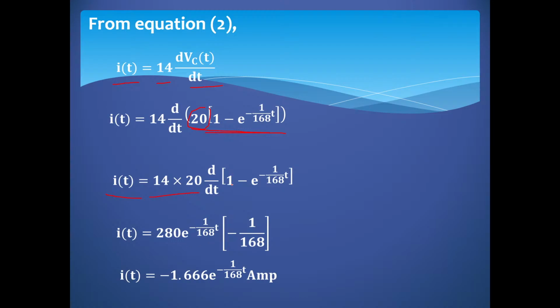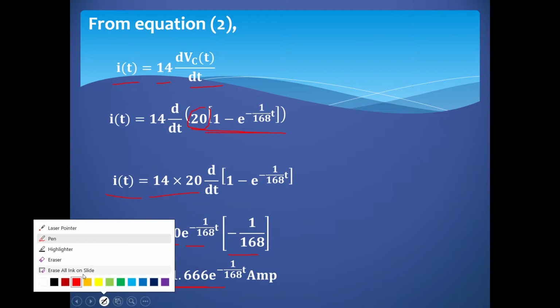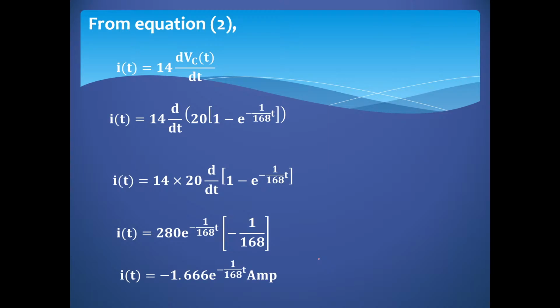If we differentiate 1 with respect to t, you will get 0, nothing else. So d by dt of e power minus 1 by 168t gives e power minus 1 by 168t into minus 1 by 168. Here 14 into 20, you will get 280. So I of t is what? I of t is minus 1.666 e power minus 1 by 168t amperes. Amperes is the unit. Write it down quickly and this is over.